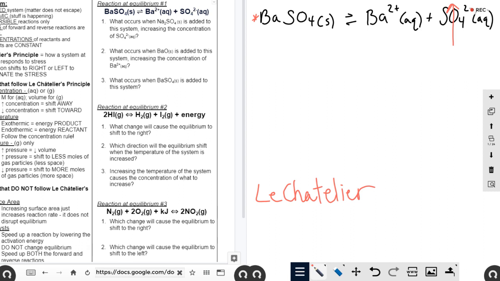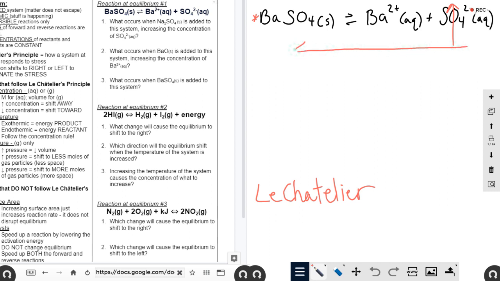So when this is increased, what is it? Crisis. Not for you, but for the equation it is. It is no longer at equilibrium. It needs to resolve the stress. How does it resolve the stress? There's too much of this, too much of this. I need to get rid of it. How do I get rid of it?